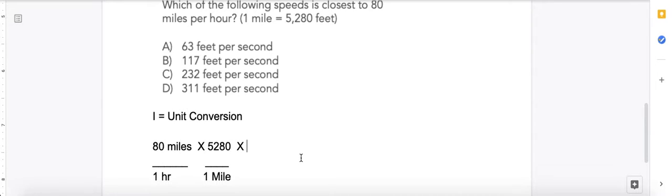So we can go ahead and write 1 hour. We all know that 1 hour is equal to 60 minutes. And we all know that 60 seconds are equal to 1 minute.